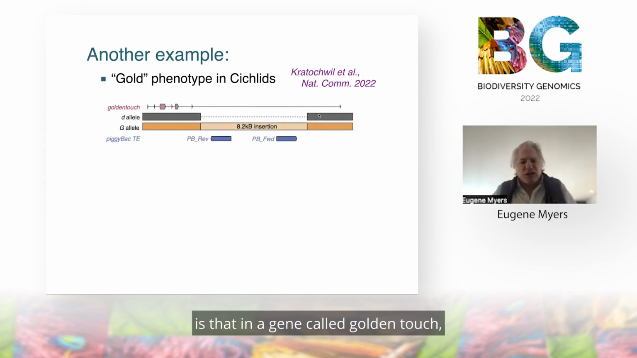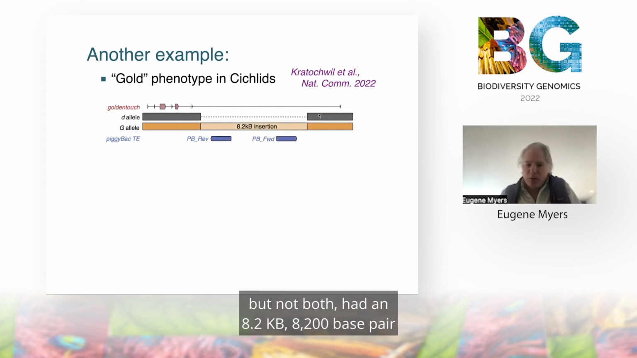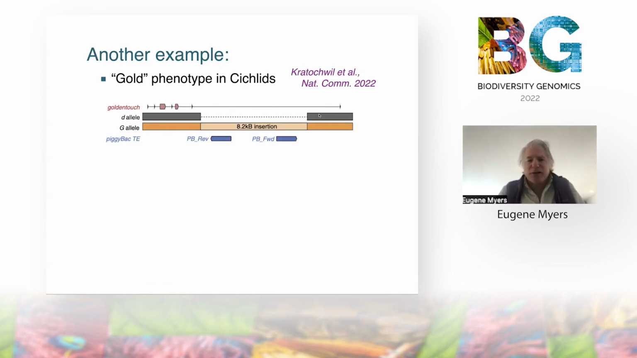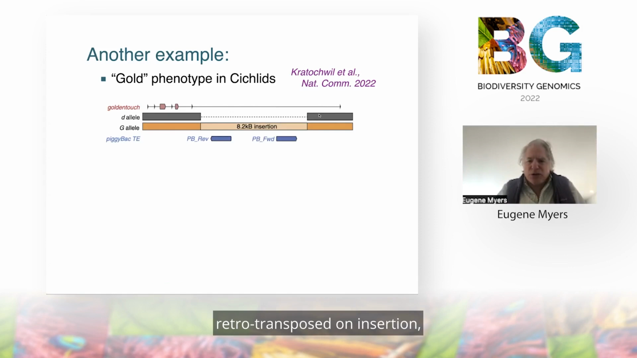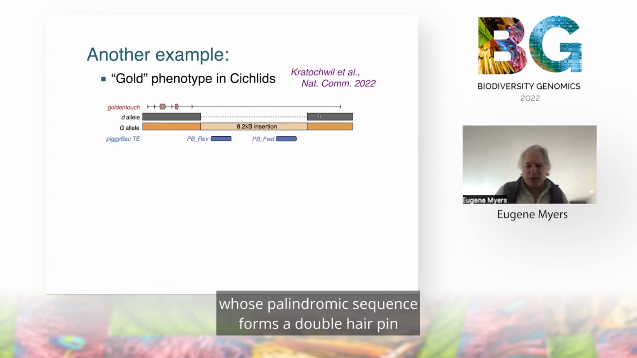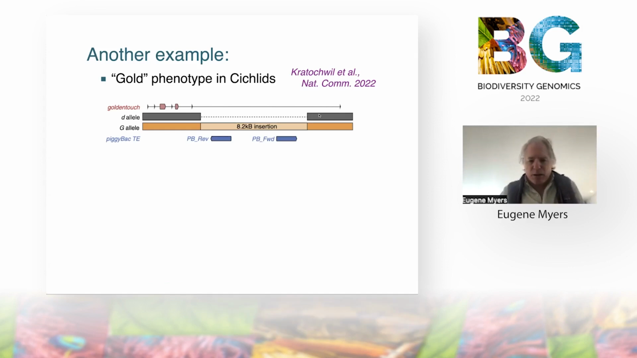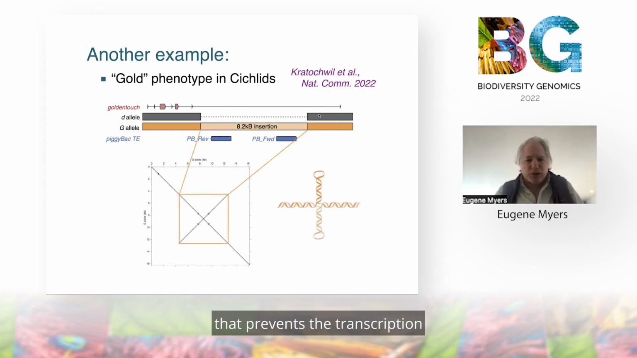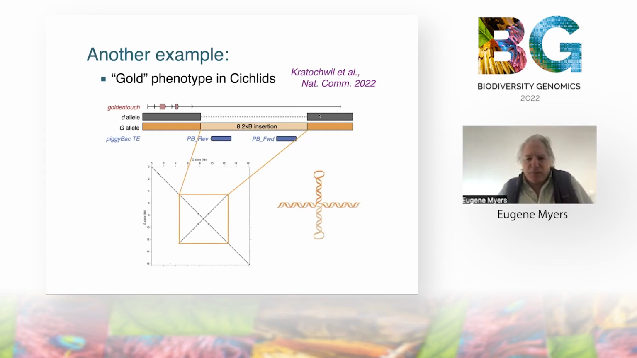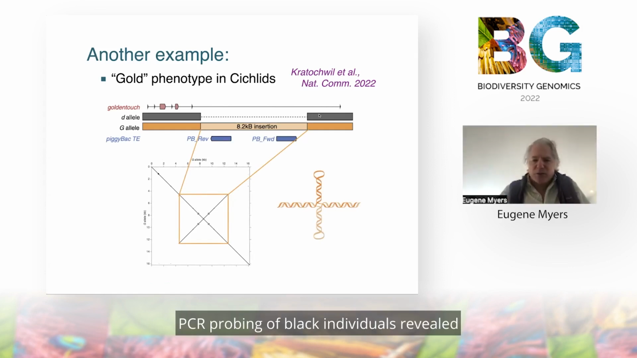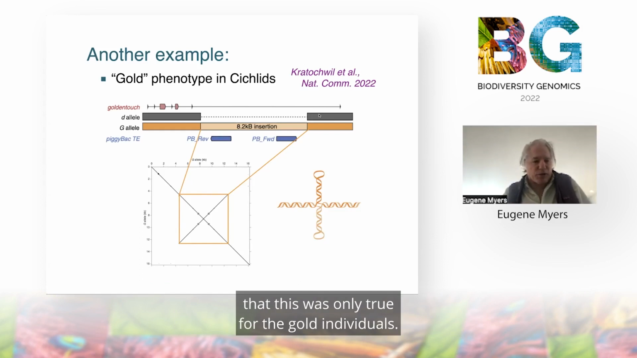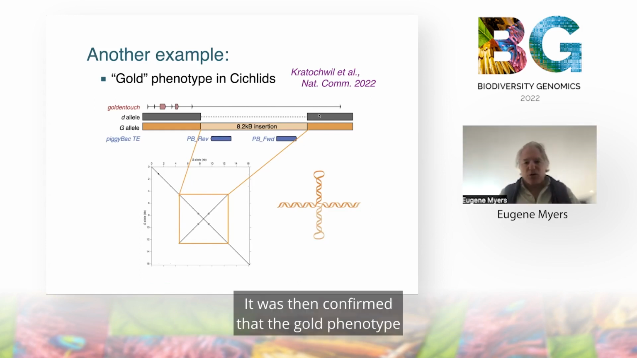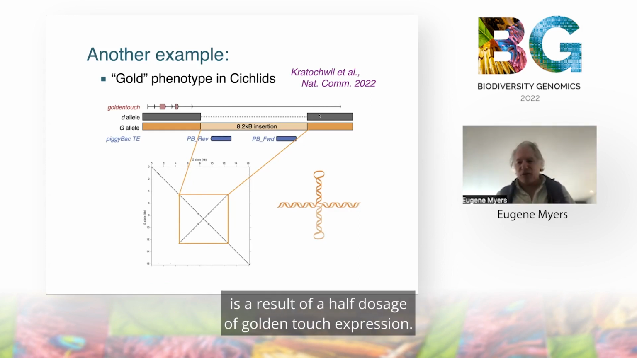What they found is that in a gene called golden touch, an intron of one of the two haplotypes, but not both, had an 8.2 kb, 8200 base pair retrotransposon insertion, whose palindromic sequence forms a double hairpin that prevents the transcription of the last exon of the gene. PCR probing of black individuals revealed that this was only true for the gold individuals. It was then confirmed that the gold phenotype is the result of a half dosage of golden touch expression.